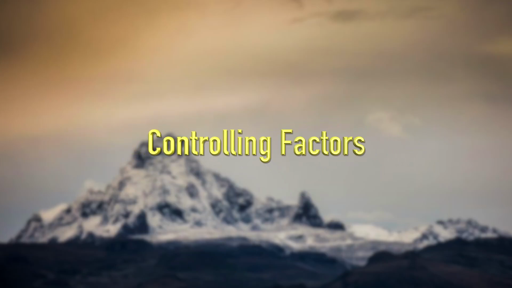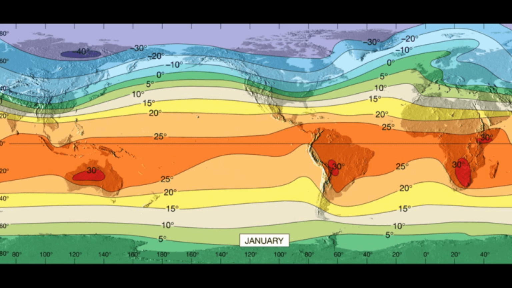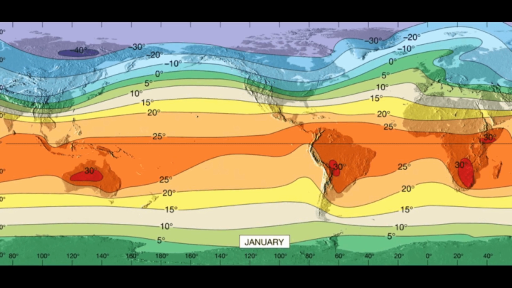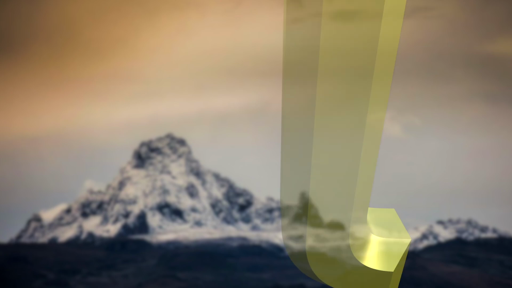Controlling factors. The following are the factors that affect and control the annual range of temperature in the same way as they do the horizontal distribution of temperature: latitude, height above the mean sea level, ocean currents, prevailing winds, precipitation, cloudiness, local relief, and distance from the sea.